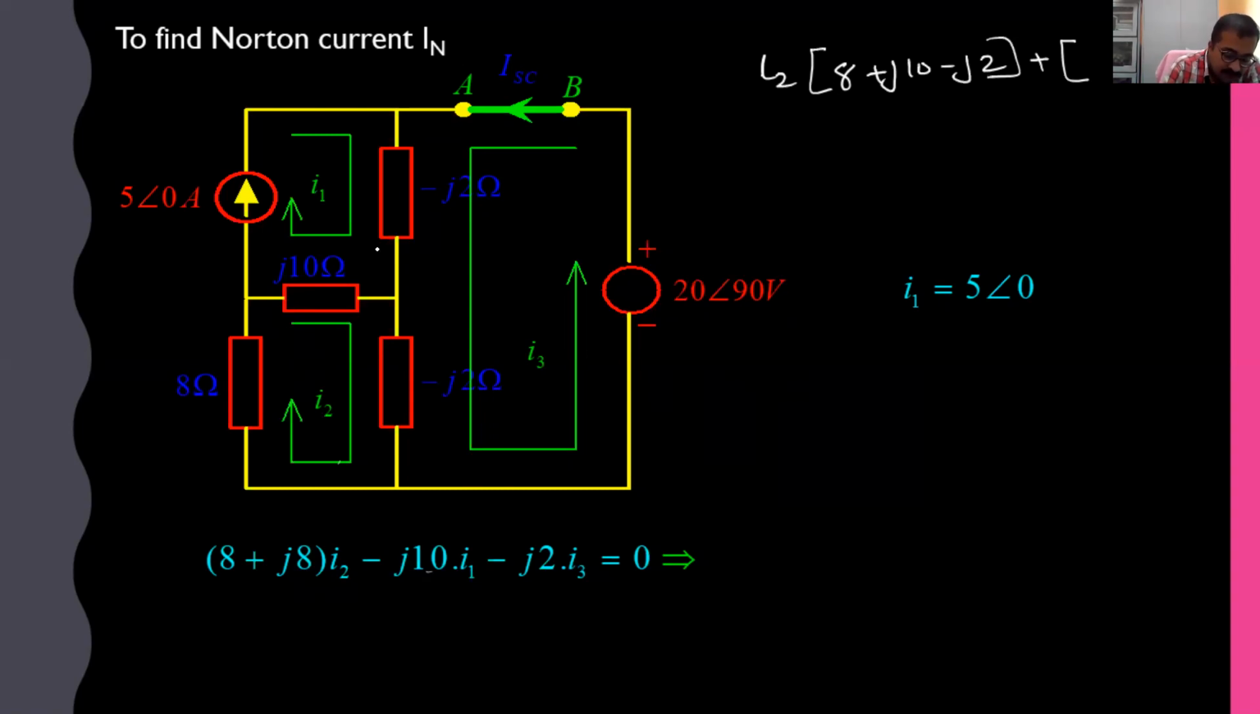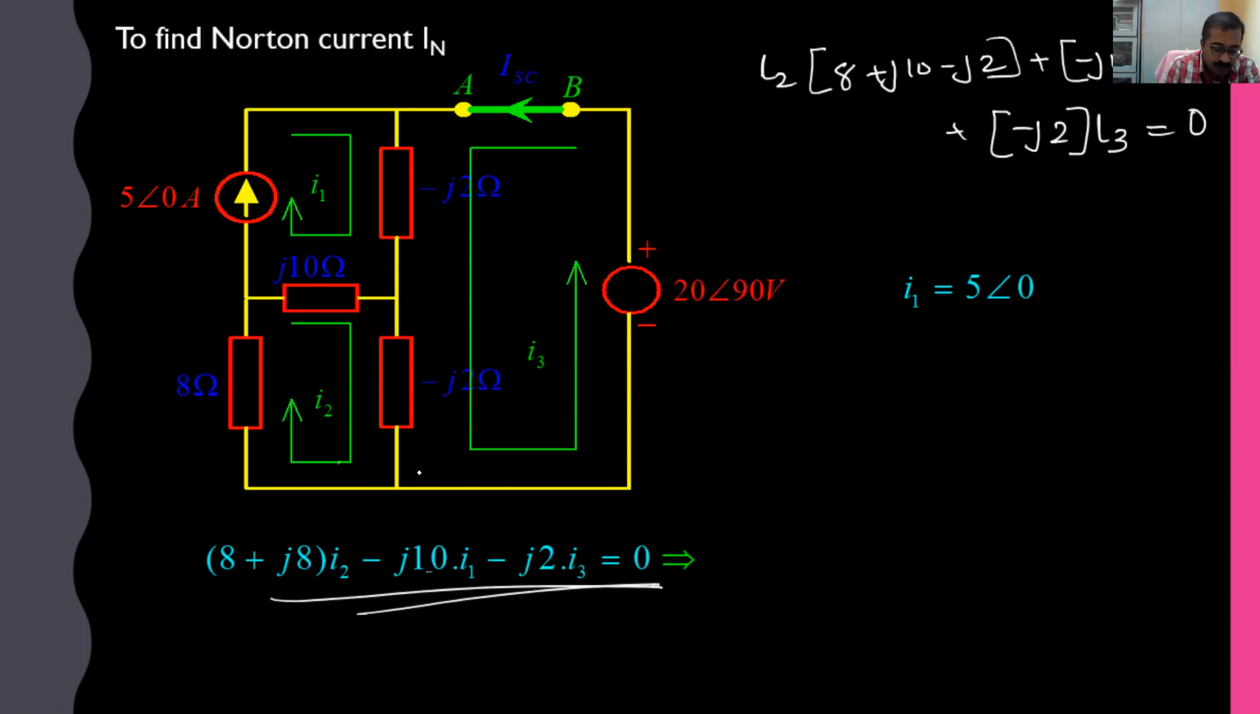Similarly, I1 is from right to left. They are in opposite direction. So that means minus J10 into I1. Then plus, what is the net current flowing through the minus J2 ohm? Here, I2 is from top to bottom, and I3 is also from top to bottom. So plus minus J2 into I3 must be equal to 0. That is what is written here.